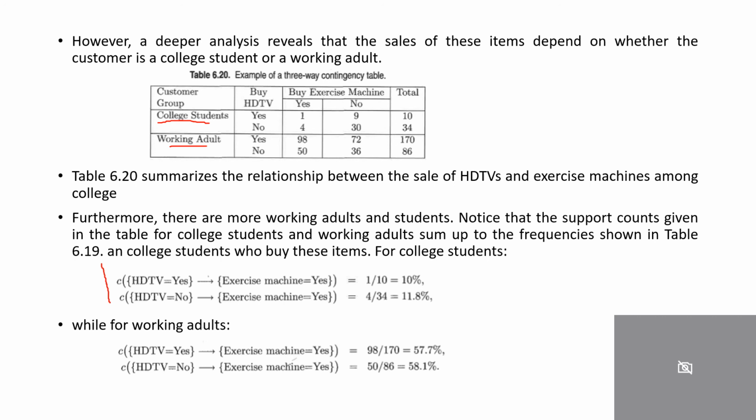It is equal to 1 by 10. This is for the college students. So for college students, if you observe here, yes comma yes is 1 divided by 10. What is 10? 10 means those who have bought only HDTV, 1 by 10. Similarly, confidence of HDTV no produces exercise machine yes: no comma yes is 4 divided by only HDTV no. Only HDTV no is 34, correct, 11.8%.